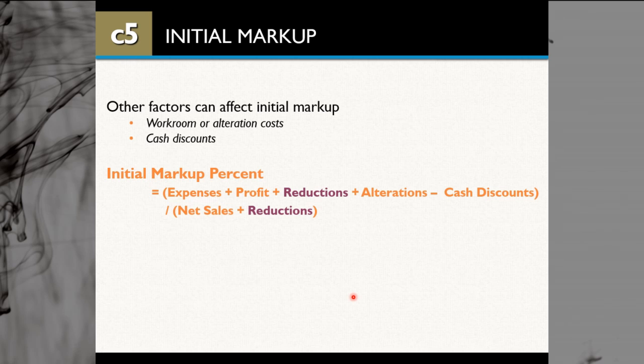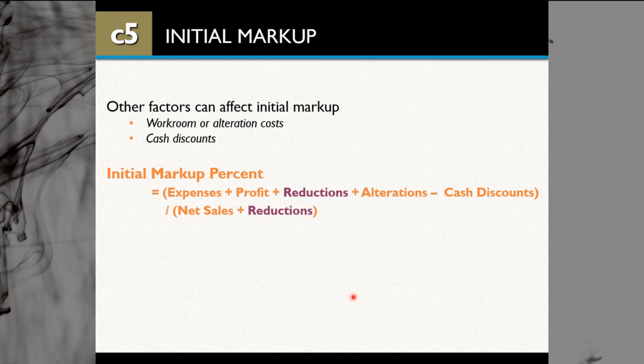cash discount. So other factors that can affect initial markup are workroom cost or alteration costs, and also cash discount. In the previous slide, you calculated without considering these factors. But this time, you're going to consider this alteration cost and also the cash discount. This alteration cost also will affect your retail price. An example of the alteration cost is the expense associated with making changes or adjustments to the garment or the product, any kind of product.